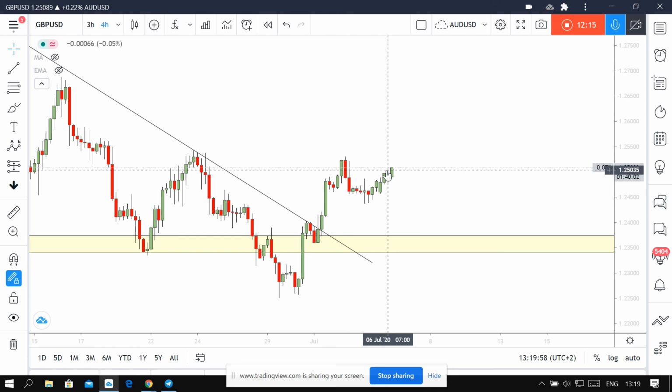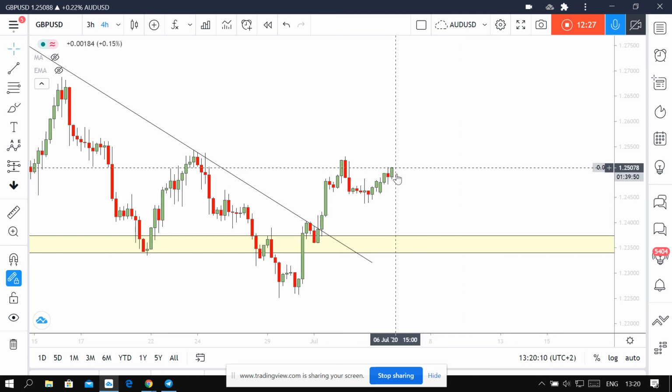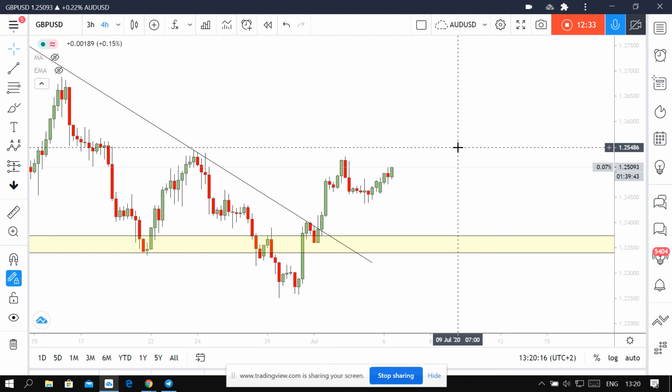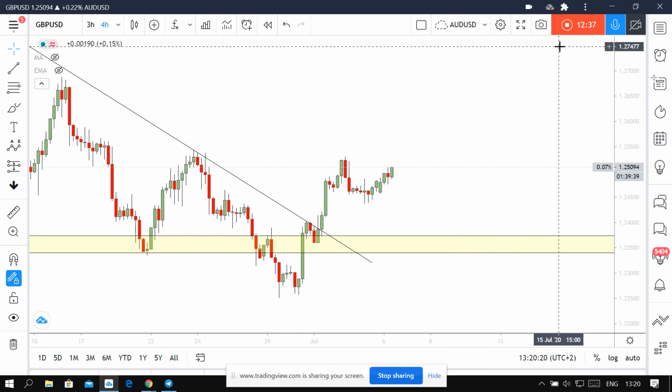So it's always best to wait for the market to get to where you want to be. Don't try to chase after the market because you'll never ever be able to catch the market, right? So it's best that you wait for a pullback back into the support area. Then only I'll be looking for long entries. So this is my GBPUSD.